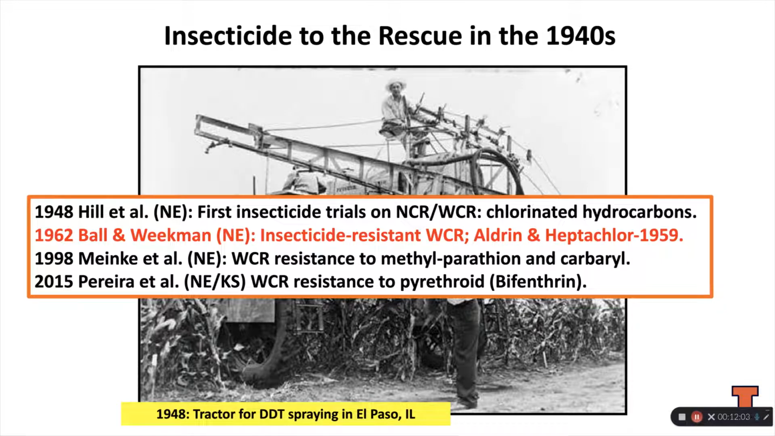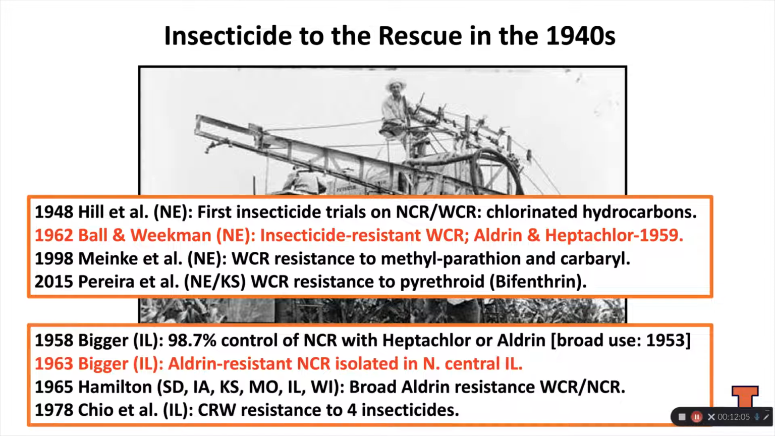It was a similar story in Illinois, where beginning in 1953 we know that insecticides were being used against rootworms in our state. By 1958, there was still very excellent control of northern corn rootworms. Remember, the western didn't come into the state until 1964. However, by 1963, we had aldrin-resistant northern corn rootworms in central Illinois. So in this case, it took us no more than about 10 years for resistance to arrive in westerns and in northern corn rootworms in Illinois.